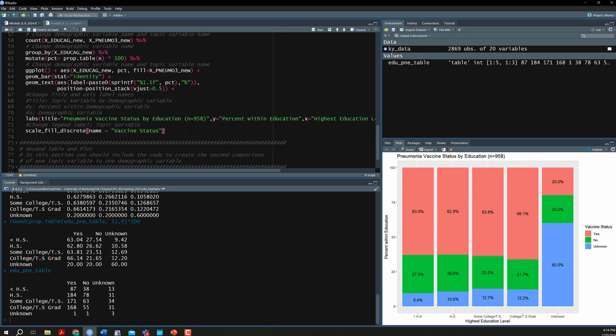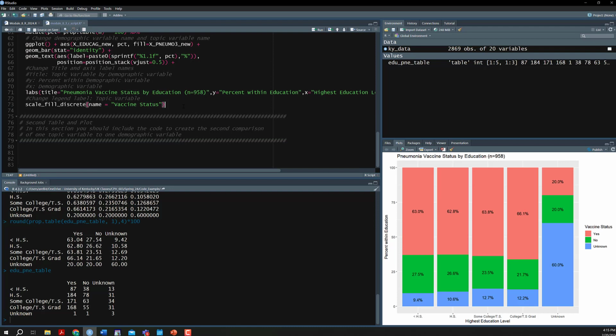And then that's all you need to change, and you should be able to run it, and everything should run fine. If you have any questions, let me know. But again, you're really only changing labels, variable names, and the data set. Everything else stays exactly the same. And then to do your second table and plot, you'll just repeat that process. And again, just changing the data set names, the variable names, and the labels to be something meaningful.